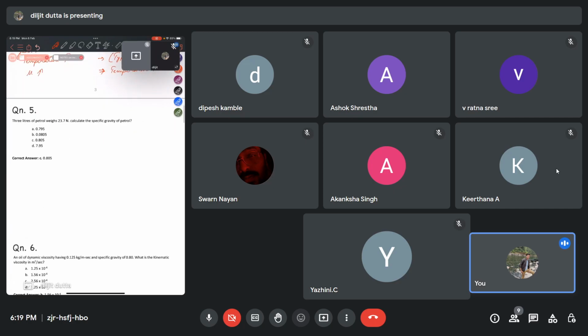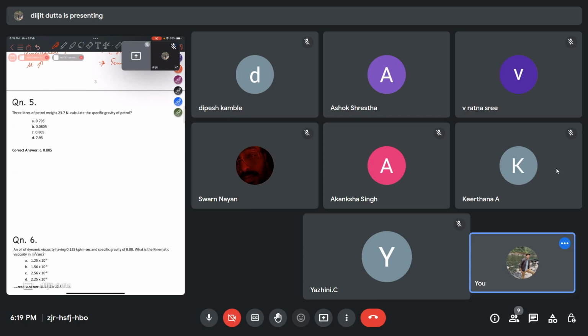So now, moving to question number 5. This is a numerical question. It is given that 3 liters of petrol weighs 23.7 Newton. Calculate the specific gravity of petrol. So let's start from the basics. What is the volume? Volume equals 3 liter, and you know 1 liter equals 10 to the power minus 3 meter cube. So 3 into 10 to the power minus 3 meter cube.